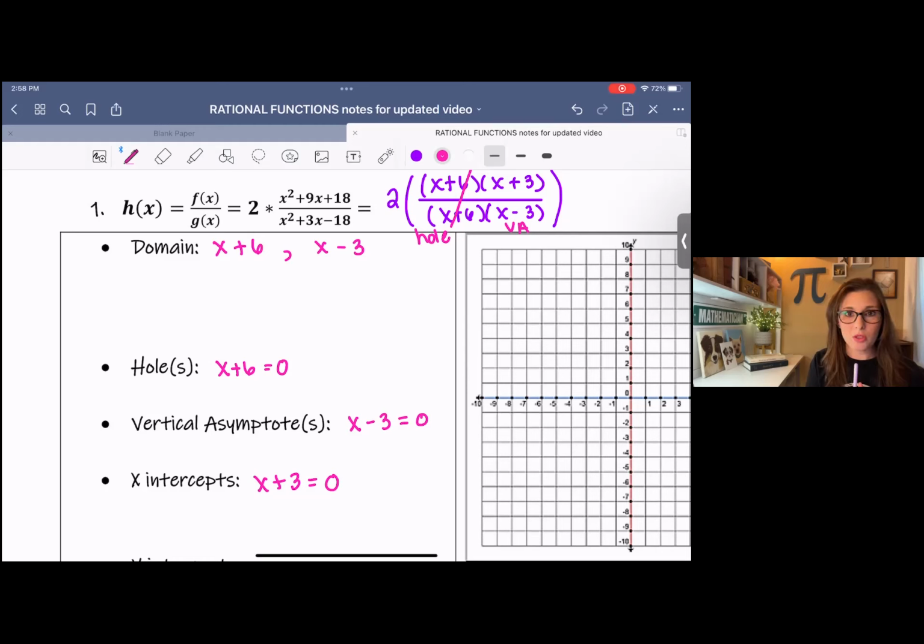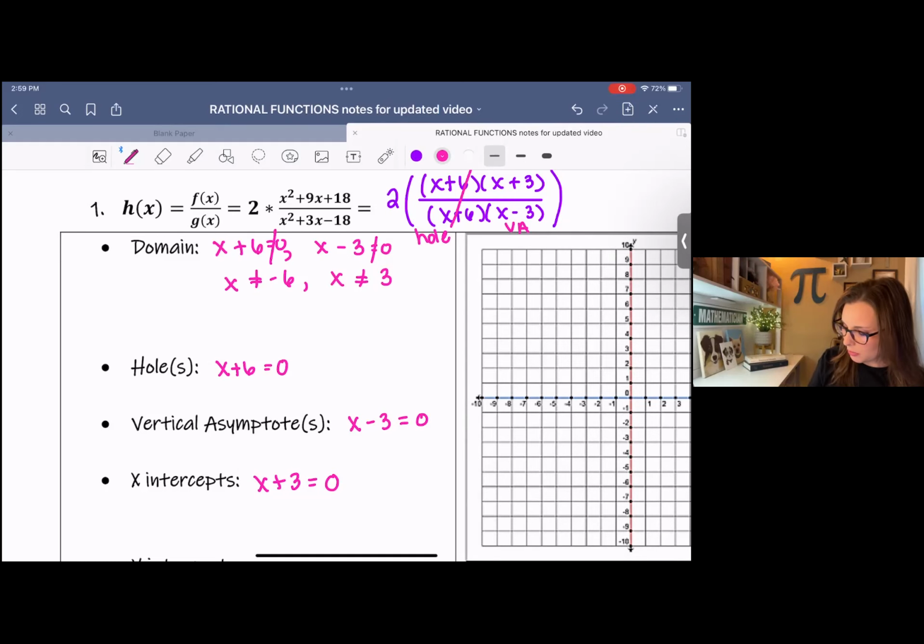So with those values that have to be excluded, I'm going to set them equal to 0. Sorry, I should say for domain, it can't equal 0, because if it equals 0, we get discontinuity. So I'm going to subtract 6 on both sides here, and I'm going to add 3 on both sides here. And I have my 2 excluded values. These 2 excluded values are places in the graph that are skipped over. They're places that are undefined.